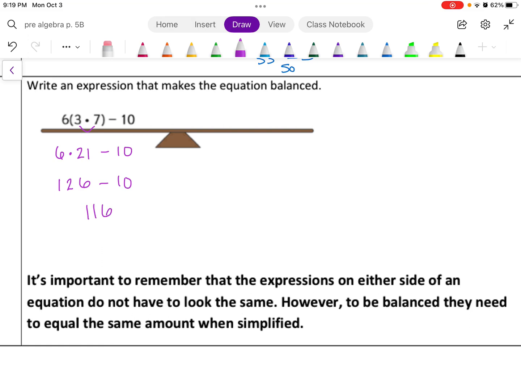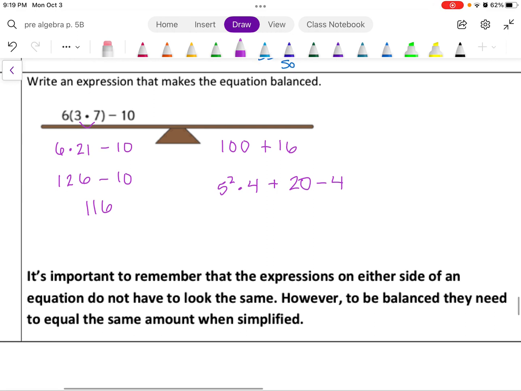So again, you can make up whatever you want. You could do, let's see, 116 is 100 plus 16. So I could do 5 squared times 4 plus 20 minus 4. And we could double check that that's actually 116.